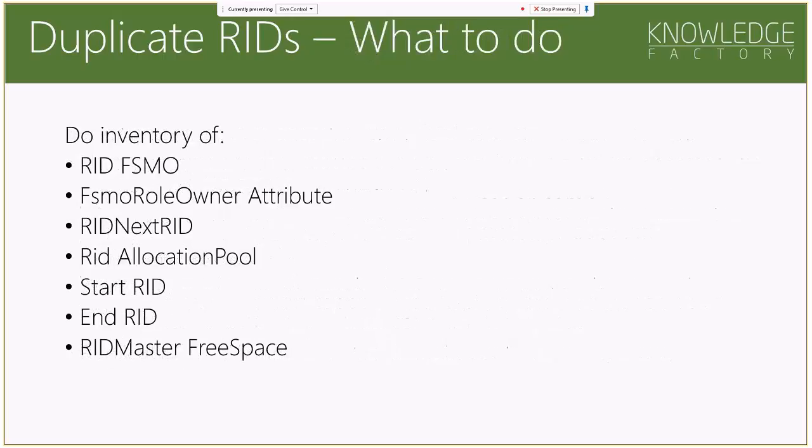So what should you do if you suspect you have duplicate RIDs? First of all, you have to do an inventory on all DCs and record the following values for each domain controller: RID FSMO, FSMO role owner attribute, RID next RID, RID allocation pool, start RID, end RID, and RID master free space, which is derived from a value from the RID master that represents the beginning of the next RID pool to be allocated in the domain. The value for RID master free space should be higher than the RID values for all other security principals in the domain.